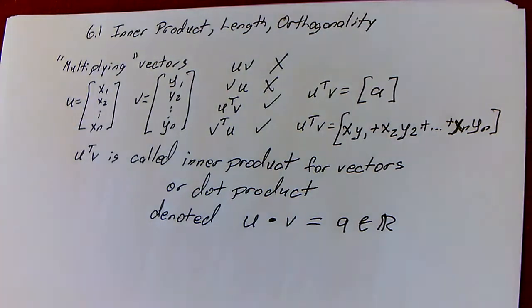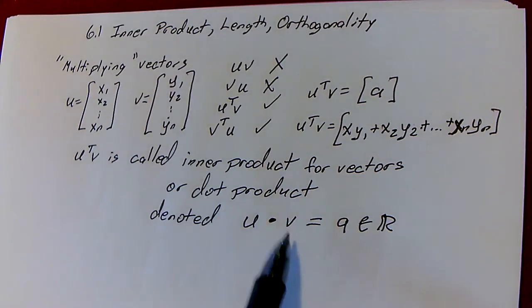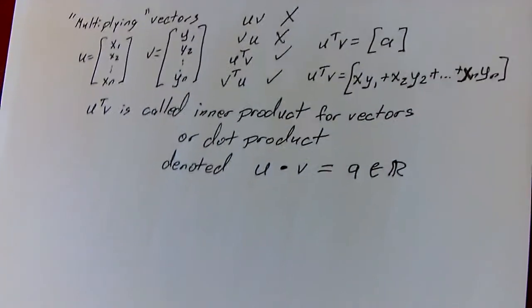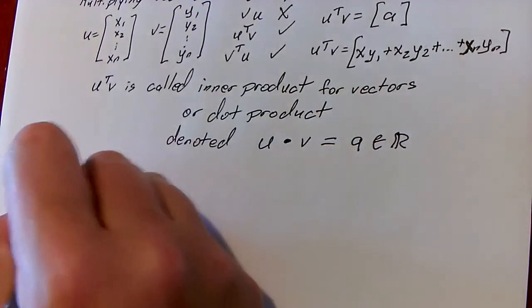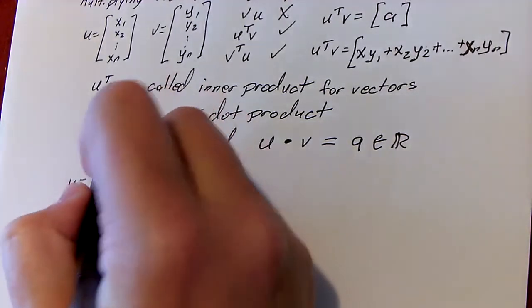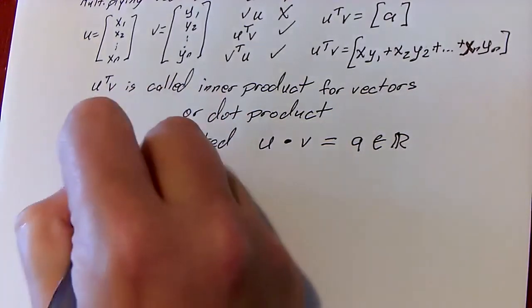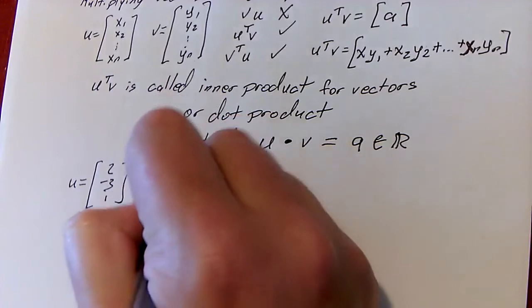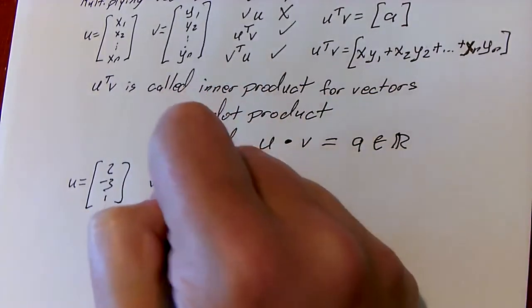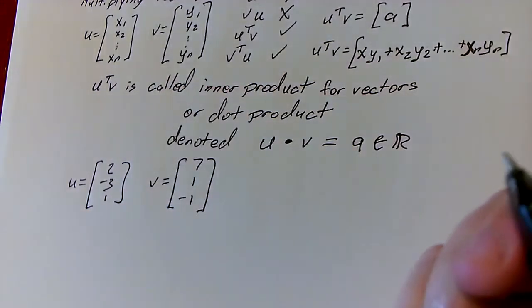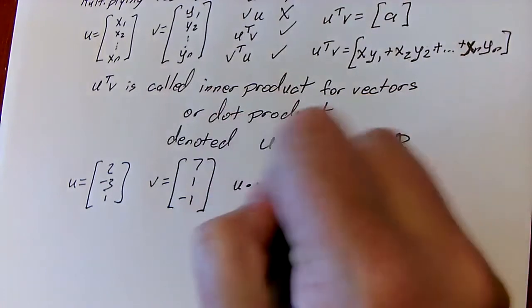So I multiply these two vectors, or I dot these two vectors. Okay, so u dot v is how we read that. And the result is a real number, not another vector, not a matrix, but a real number. Okay. All right, so let's look at a couple of straightforward dot products here. So I'm going to have u, it's going to be 2, -3, 1. And v is going to be 7, 1, -1. Okay, and I'm going to find u dot v.